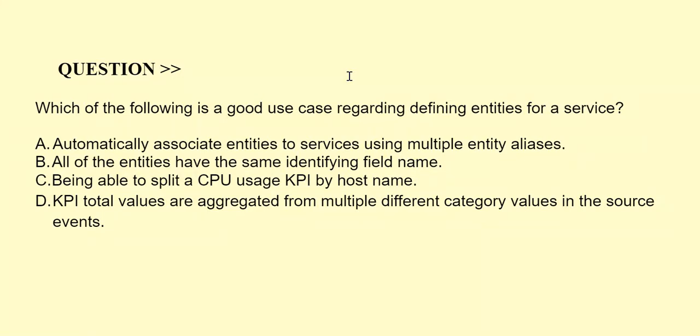Option C. Being able to split a CPU usage KPI by host name. Option D. KPI total values are aggregated from multiple different category values in a source events. The correct answer is option A.